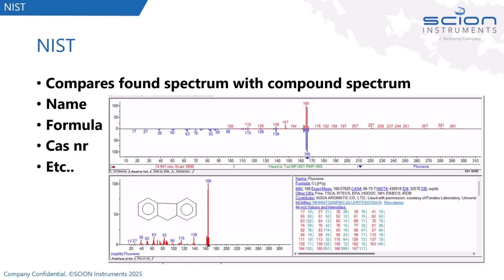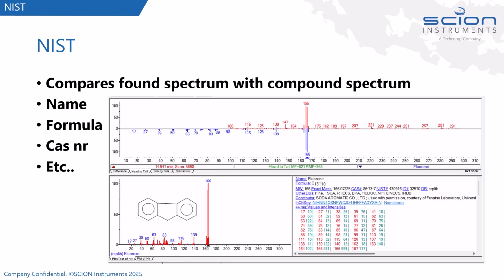The NIST library. The NIST library tool can be used to determine unknown compounds in your sample. If you click on the NIST icon in the software, the NIST library will open. The library will compare the found spectrum with known spectrums from compounds. And this will give a few options. Because the PAH standard has known compounds, we know for sure that for this example we have fluorene. The name, formula, CAS number, etc. is displayed in the NIST library search.